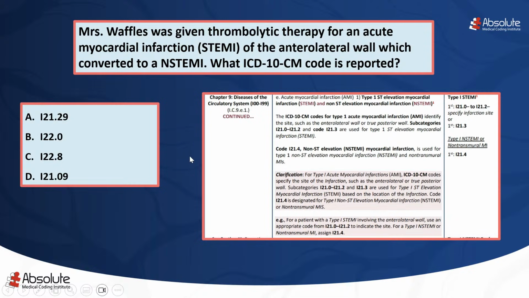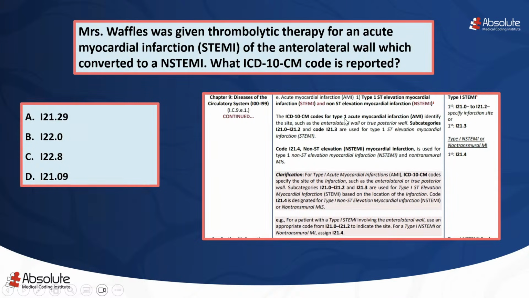The same section goes on to state that if STEMI converts to NSTEMI due to thrombolytic therapy, it is still coded as STEMI. That is obviously very important, especially in this scenario right here. If you look at the far right column, you are directed to use category I21 through I21.2 if the infarction site is specified. This is what we're referencing right here.